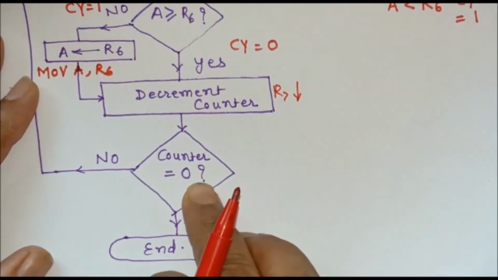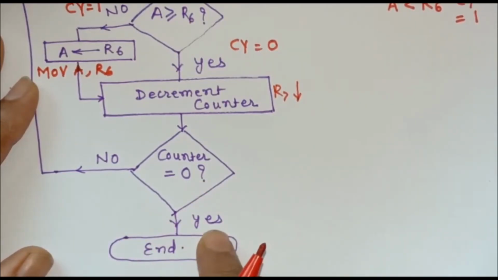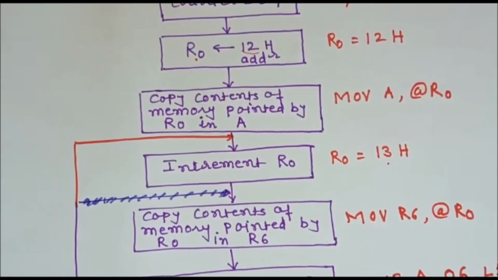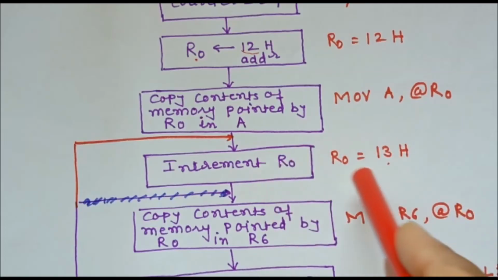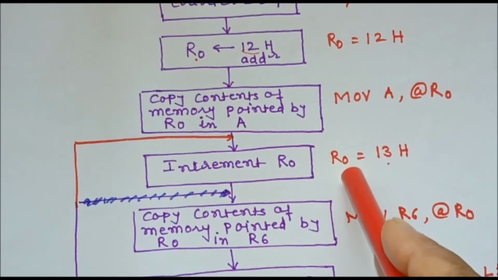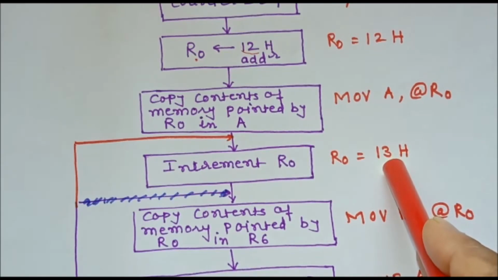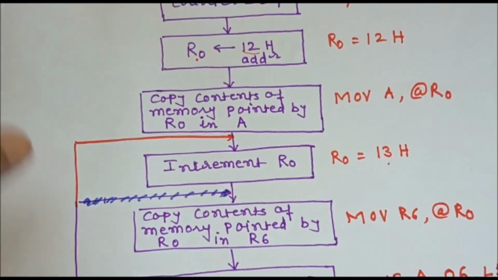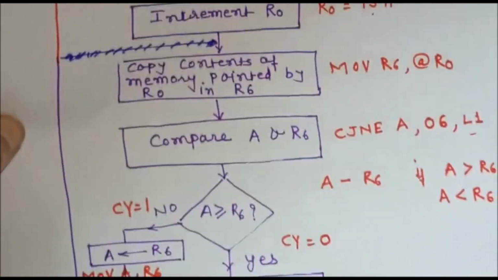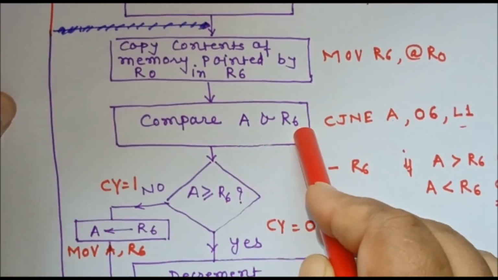If counter is 0, then larger number is in accumulator and we'll end the program. If counter is not 0, first we'll again increment R0. So now R0 will point to next memory, that is 14H. We'll read the contents of memory location 14H, store it in register R6, and again we'll repeat the same step, that is compare accumulator and R6.